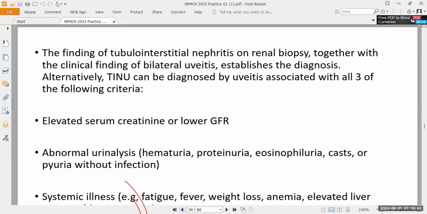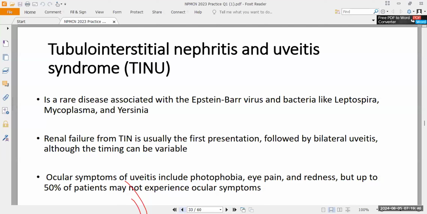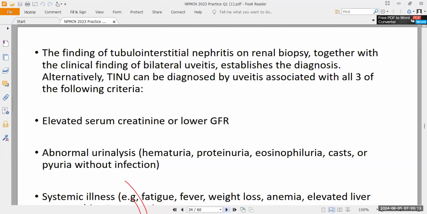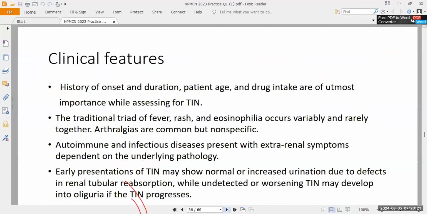Another important entity is tubulointerstitial nephritis and uveitis syndrome, which is a rare disease associated with the Epstein-Barr virus and other bacteria like Leptospira, Mycoplasma, and Yersinia. Renal failure from tubulointerstitial nephritis is usually the first presentation, followed by bilateral uveitis, photophobia, eye pain, redness, and other ocular symptoms. We'll go through the rest of the slides when you post it.